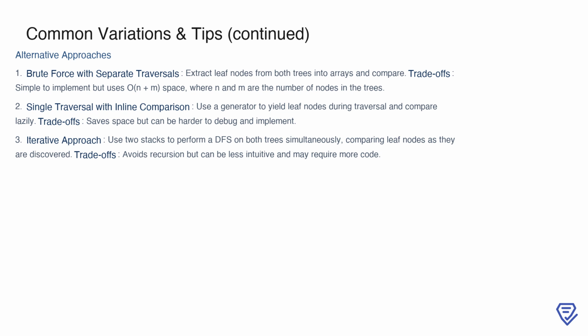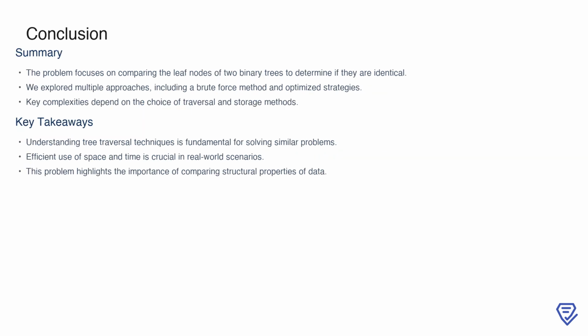Another alternative is the iterative approach, which involves using two stacks to perform a depth-first search on both trees simultaneously. This allows you to compare leaf nodes as they're discovered. While this method avoids recursion, making it safer for very deep trees, it can be less intuitive and may require more code. Each of these approaches has its own trade-offs, and the best choice depends on the constraints and requirements of the problem you're solving. Great job! Today, we explored the leaf-similar trees problem and broke it down into manageable steps. Remember the importance of mastering traversal techniques and optimizing for time and space.